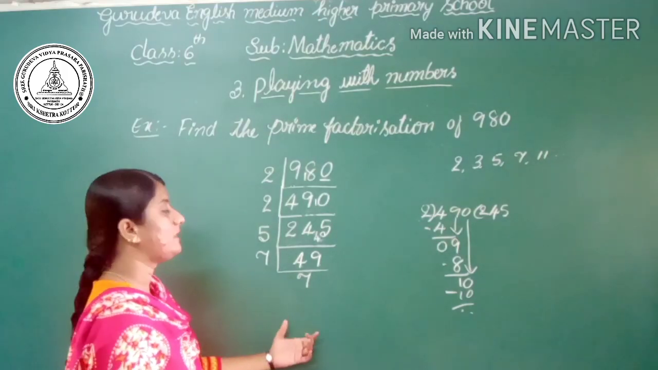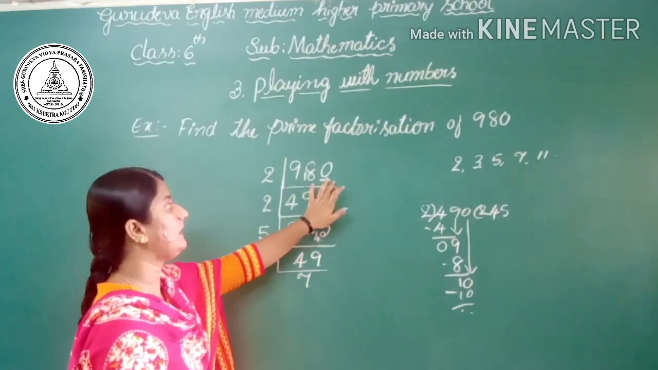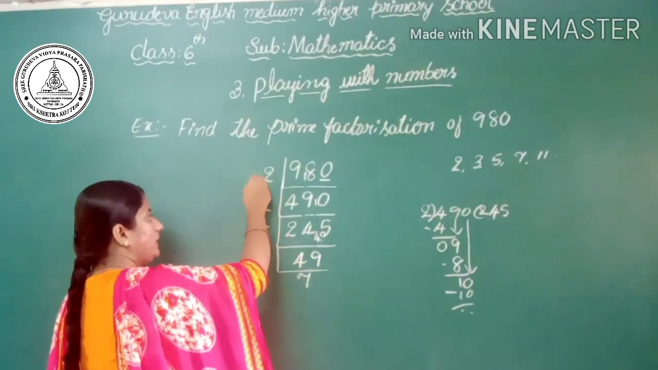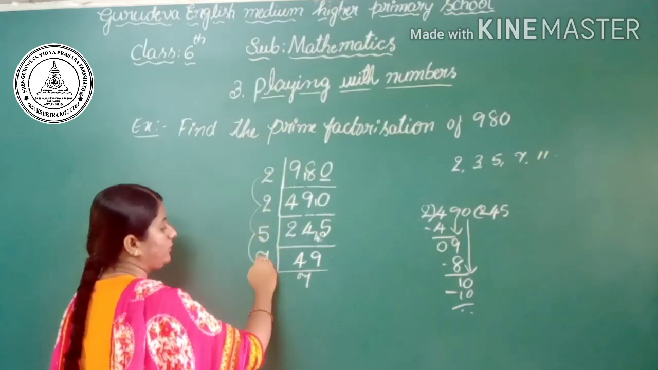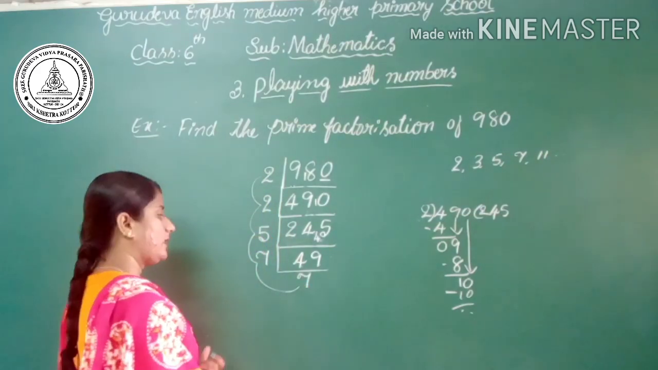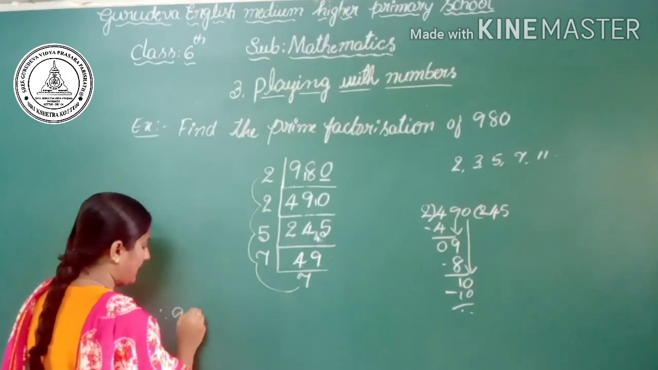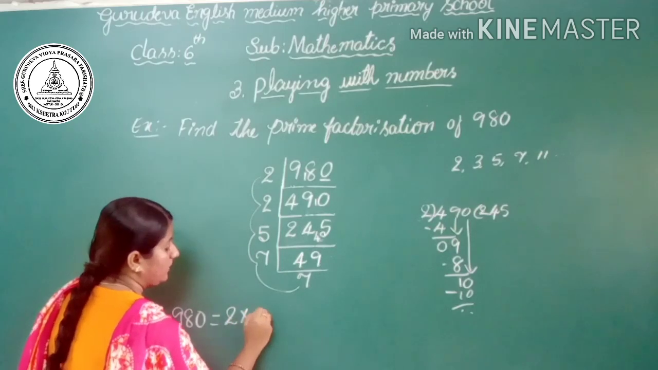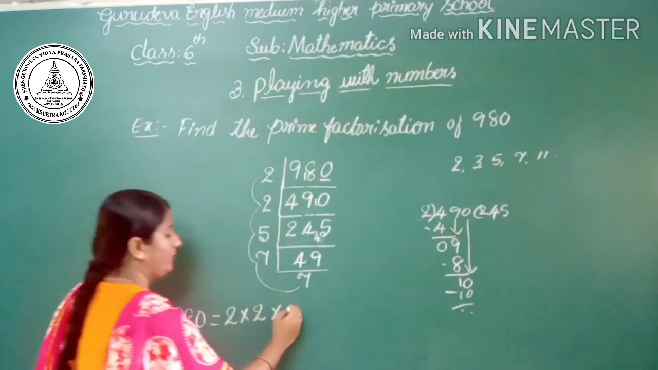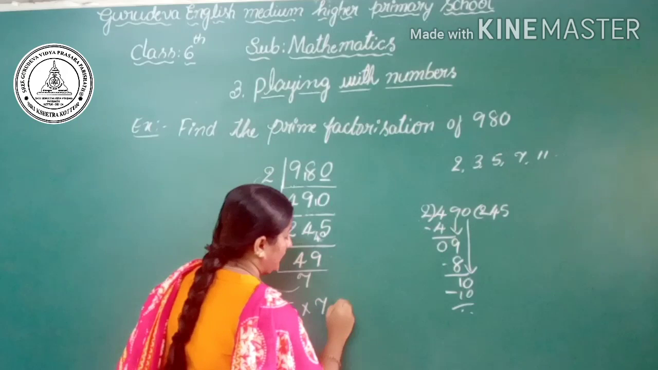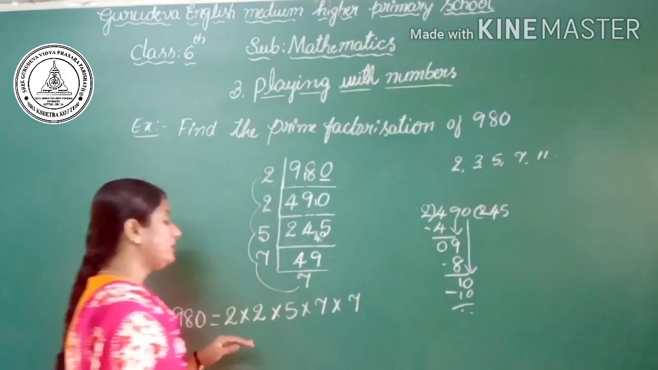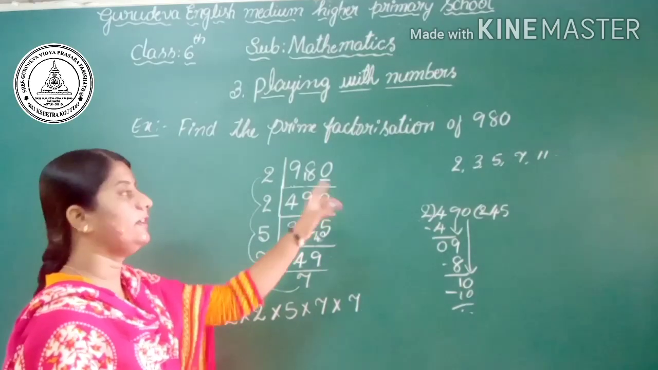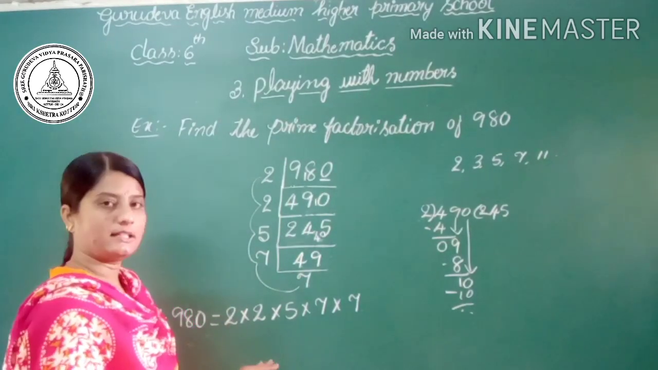Hence we can write it as: the prime factorization of 980 is 2 into 2 into 5 into 7 into 7. Therefore 980 is equal to 2 into 2 into 5 into 7 into 7. So this is the method to write the prime factorization of a given number. Is it clear? Yes.